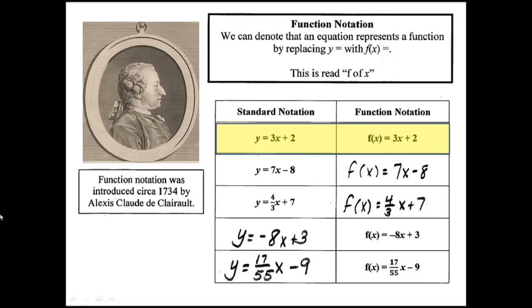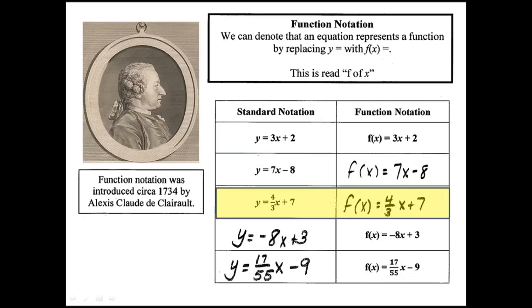But notice the only difference between the original and the new notation is that the y is changed to f of x. And in fact, it's completely the same. We see y equals 7x minus 8. We can rewrite that f of x equals 7x minus 8. You know right away by looking at that in function notation that this graph is going to pass the vertical line test. Every value I put in for x will give me a unique value out. It's going to be a function all the way.